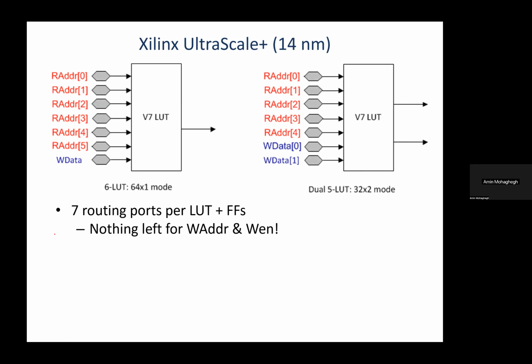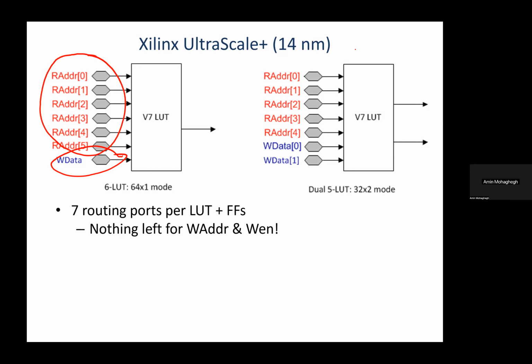Xilinx uses a similar but not exactly the same trick. They only have 7 inputs to their 6-LUT. So they use 6 for the LUT and 1 for the register, but they get basically 7 inputs. They've used 6 of them for the read address. That's your normal read path. They got 1 left for write data.